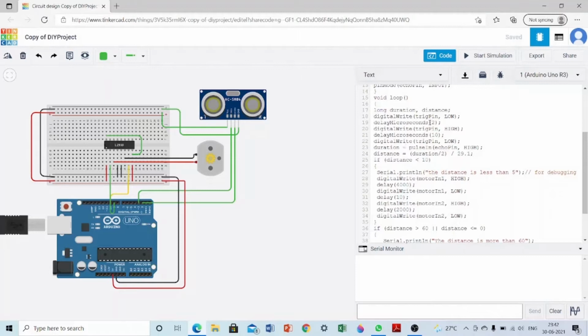This sensor works on the principle of echolocation. The sensor emits a signal, it hits some obstacle and then comes back. The sensor measures the time duration. Also we know the ultrasonic wave speed, so from that we can calculate the distance. The formula is distance equals duration by 2 divided by 29.1. Here 29.1 is a calibration factor, and this duration is obtained from the measurements made by the echo pin, which is the input pin.